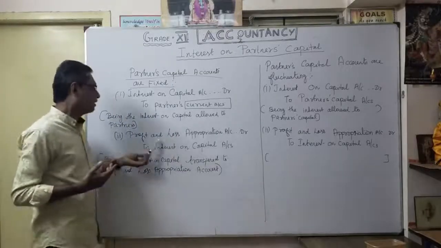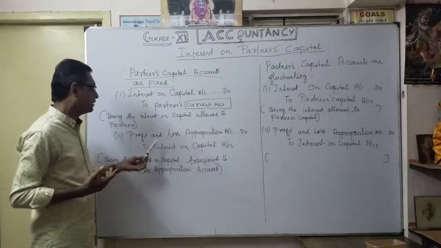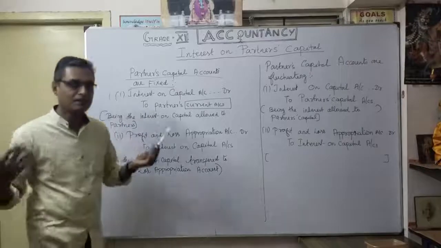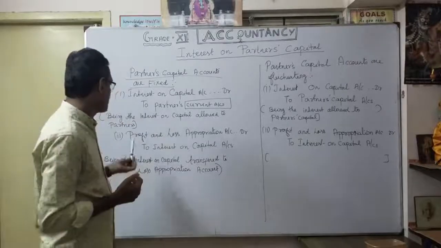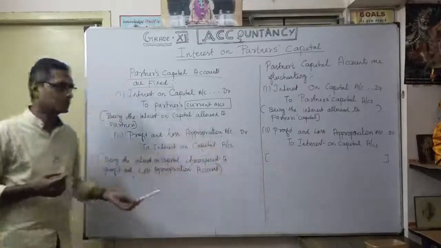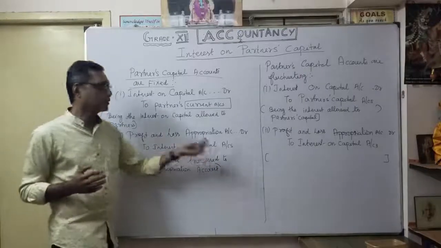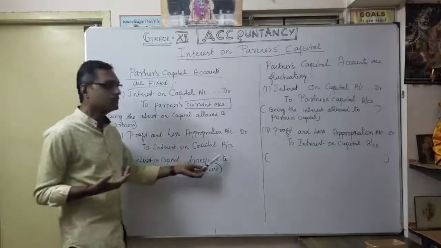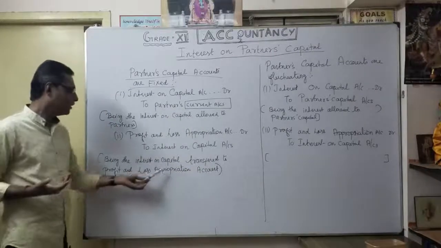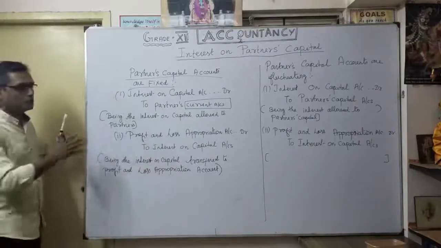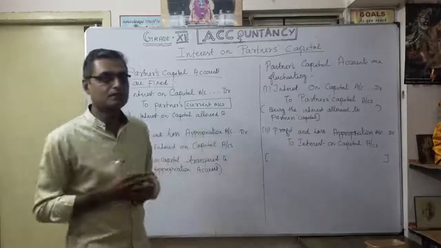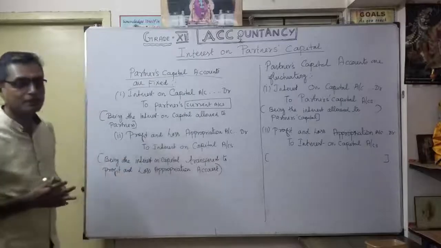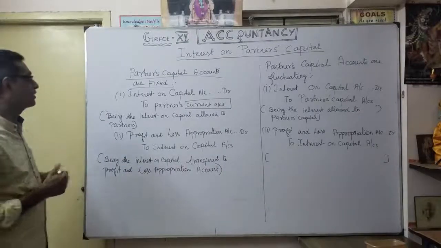Then, to which account do you want to transfer this? Ultimately you transfer it as profit and loss appropriation account debit to interest on capital account. The narration is: being the interest on capital transferred to profit and loss appropriation account. You will understand this entry when we discuss the profit and loss appropriation account. Instead of two entries, you can also make a combined entry.